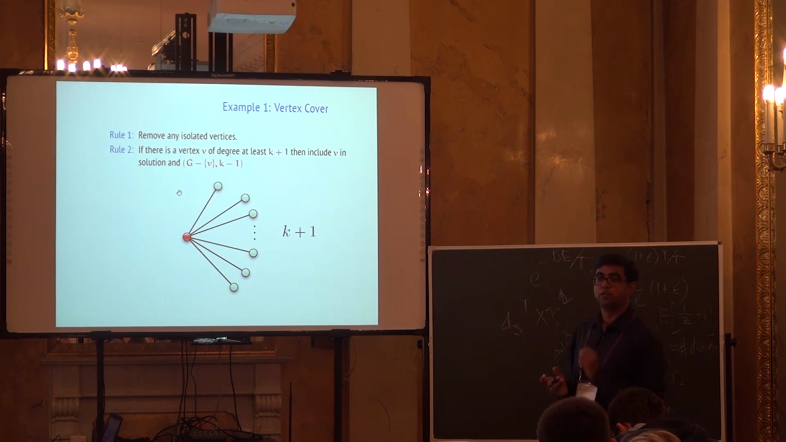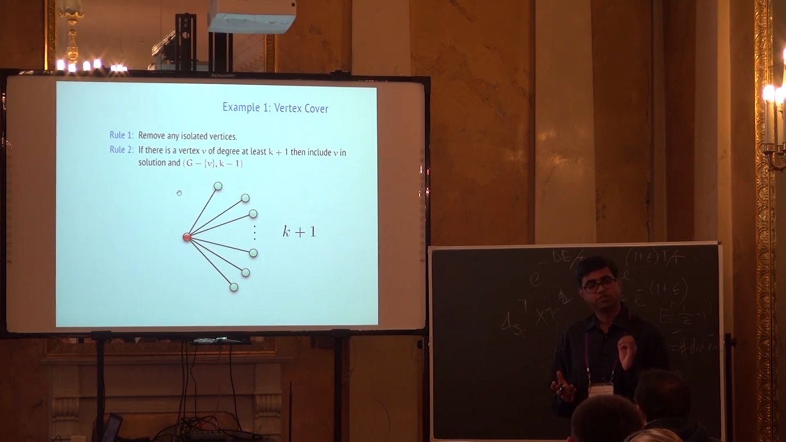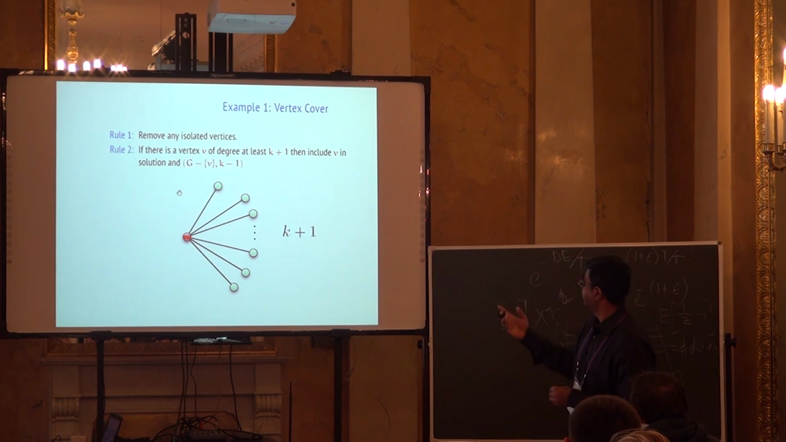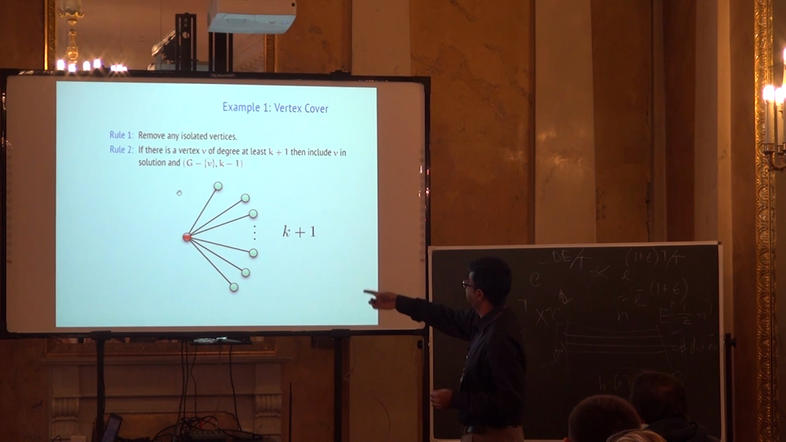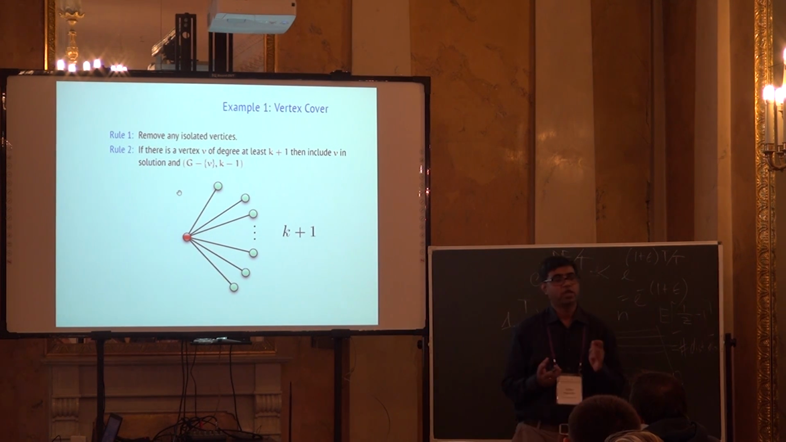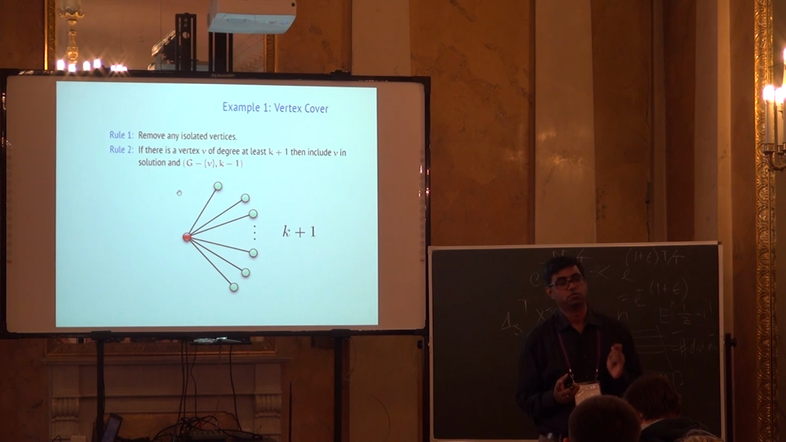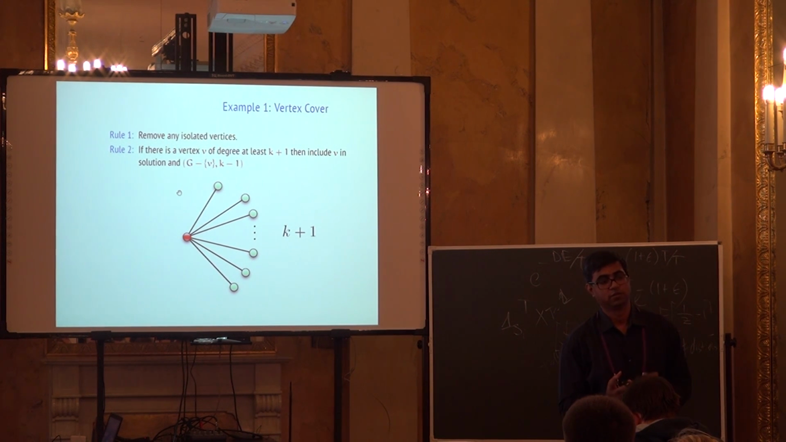Yes, but I have a simple, interesting reduction rule. Suppose I have a vertex V whose degree is at least k plus 1. What can we say about this vertex V? What happens if you don't pick this red vertex into a vertex cover of size at most k? What can you say?